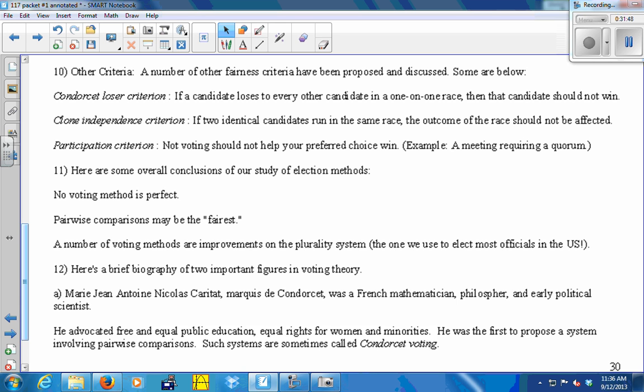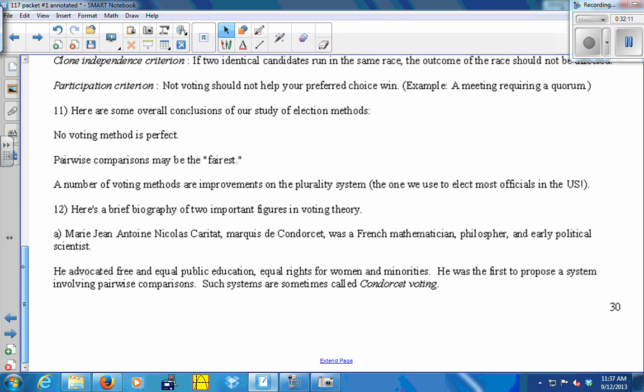So it feels like there's something wrong about that, where not voting, pulling yourself out of the process, should help you win, right? There feels like there's something weird about that. So that's called the participation criterion. Okay, not voting should not help your preferred choice win.